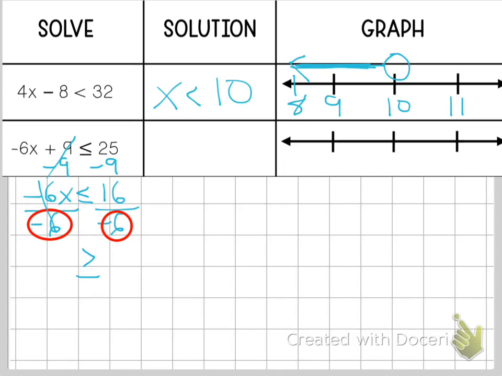And then I cancel everything out the same way. So x is now isolated. x is greater than or equal to 16 divided by negative 6. And that gives me a solution of x is greater than or equal to negative 2.6 repeating. So I could write that in as my solution. So x is greater than or equal to negative 2.6 repeating, and then I move on to my graph.